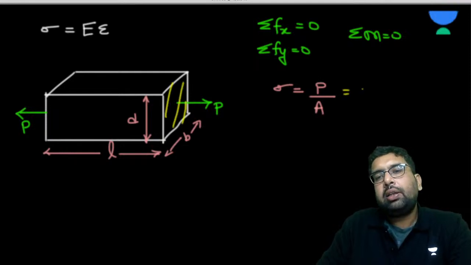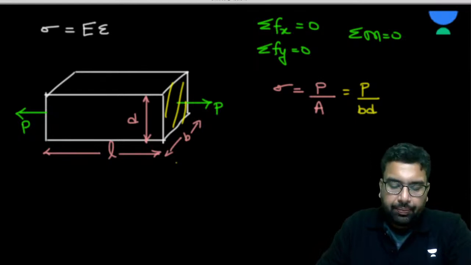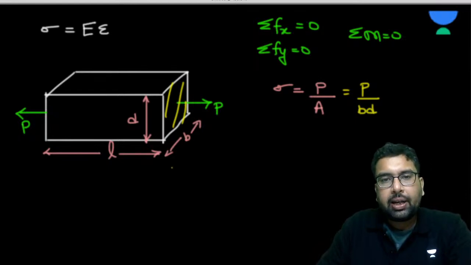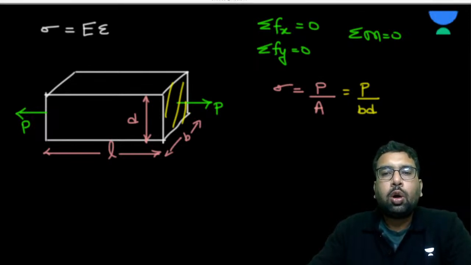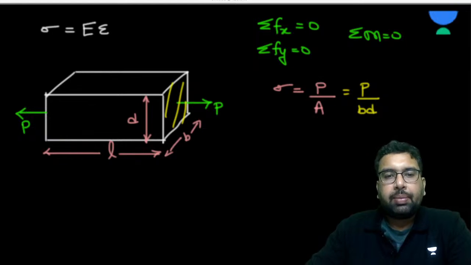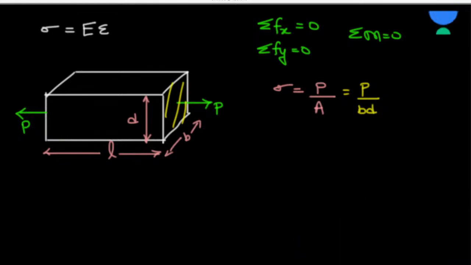So can I write sigma is equal to P upon A? A is B into D. This is going to be the normal area. Always when you are doing it like this, you must take the normal area. Is it fine, madam? Please answer me.